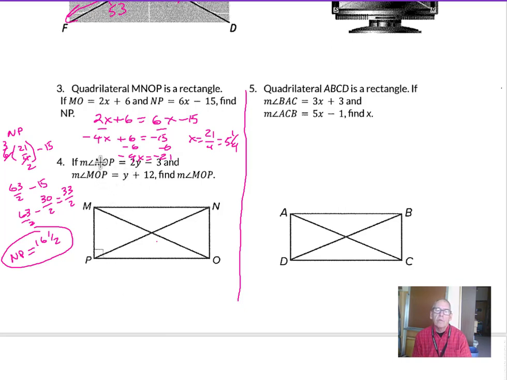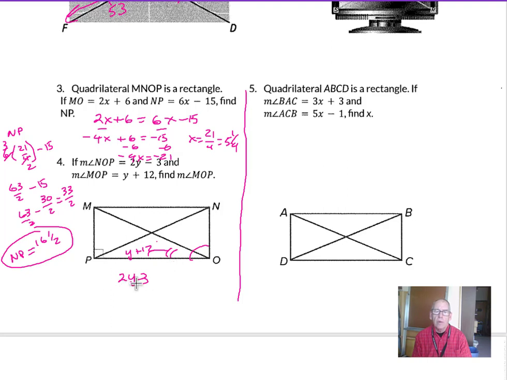So if the measure of angle NOP, this angle here, is 2y minus 3, and the measure of MOP, M to O to P, this angle here, is y plus 12, find the measure of MOP. Okay, so let's see what we got.